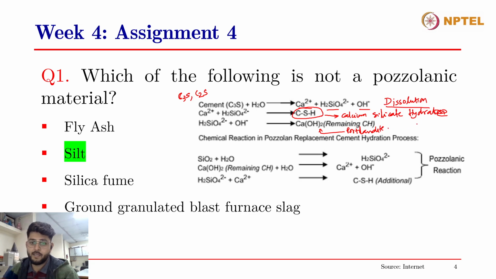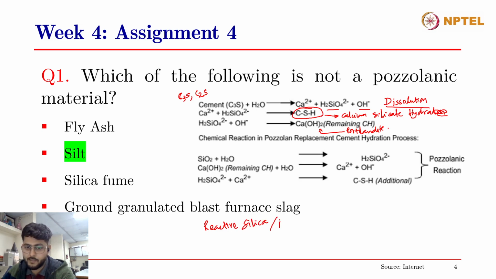Now, when you add something such as fly ash, silica fume, or GGBFS to the cement or concrete, what these three types of materials, or most of the pozzolanic materials or cementitious materials have in common is reactive silica or reactive alumina.